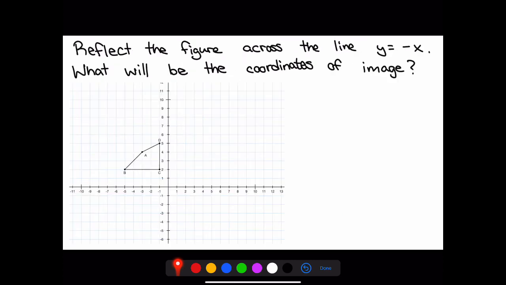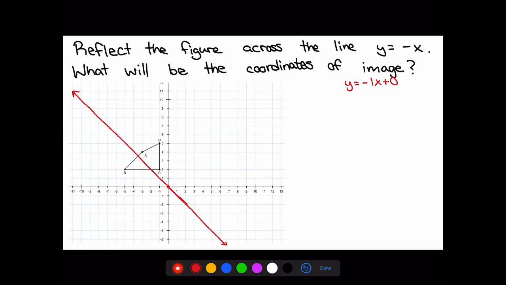All right, next up, you're going to reflect this figure across the line y equals -x. What I want to know are the coordinates of the image. So we want to find the coordinates here. So to do this, we have a rule for reflecting across the line y equals -x. And again, that line, y equals -x, is just the same line as y is equal to -1x plus 0. So my y-intercept would be 0. My slope is -1, so it's this red line here. This is our line of reflection. This is what we want to reflect across.